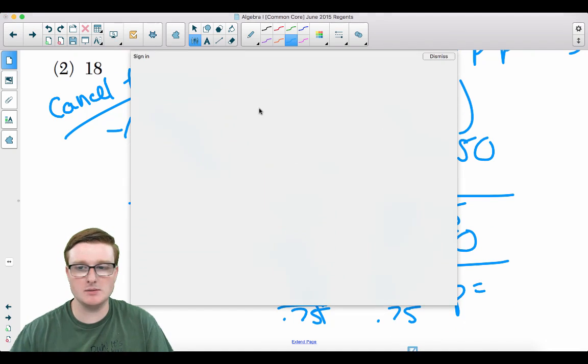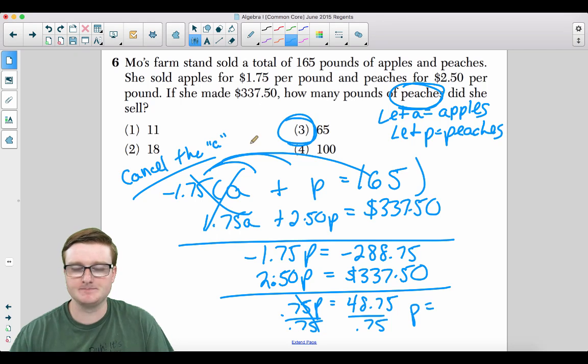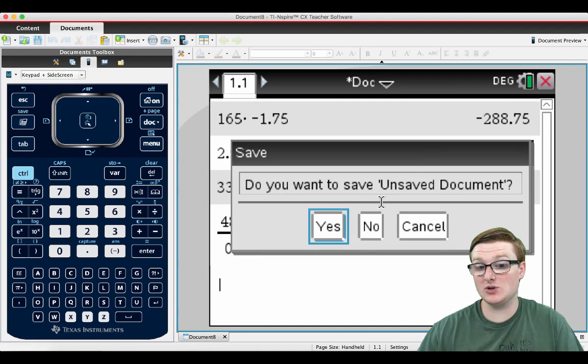65 pounds, which is going to be, what is that equal to? Choice 3. Cool. Now, if you didn't want to do it that way, by hand, you could actually plug this into your calculator. It's really, really cool. Let me show you right now.